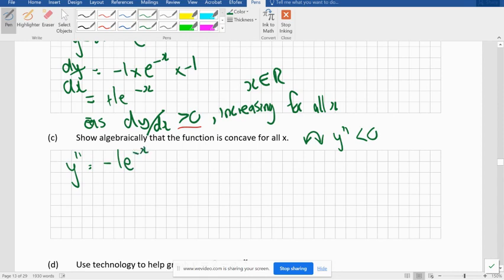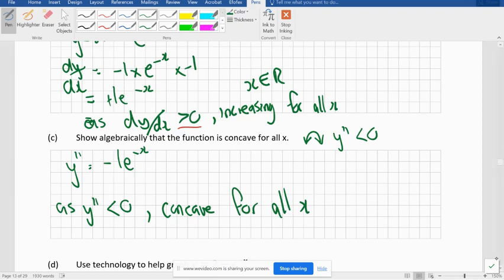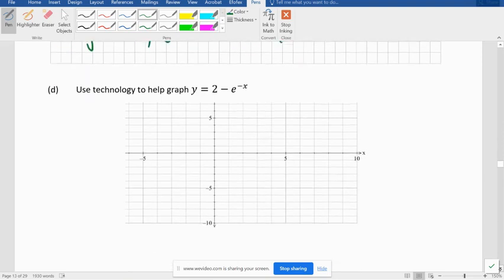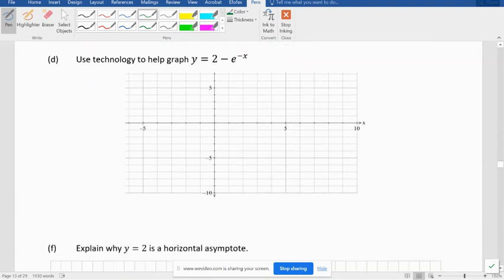Pretty much just cycling around the same thing. And we do the same statement. As the double derivative is negative, it's concave for all x. Okay, so same type of thing. Show the double derivative, explain that it's negative or positive or whatever you want, and then have an explanation underneath it. Okay, use technology to do the graph.